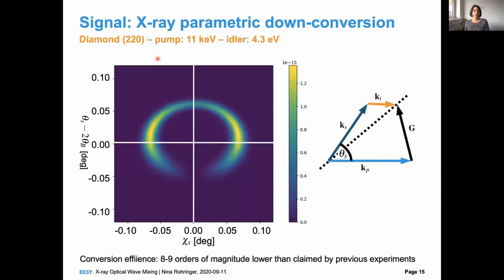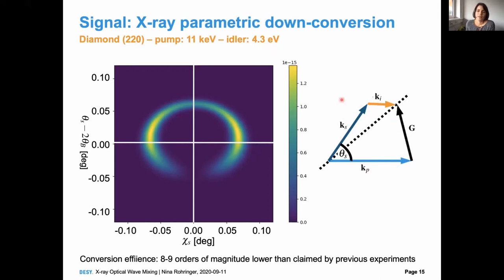And then if one puts everything together, one can predict signals of X-ray parametric down conversion. Here we suppose a photon energy of the X-ray beam of 11 keV. We want to look into the optically created photons of 4.3 eV. We have been interested in mapping out the full scattering sphere of the scattered radiation.